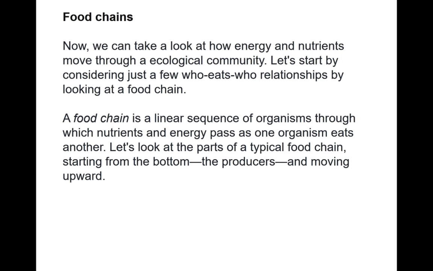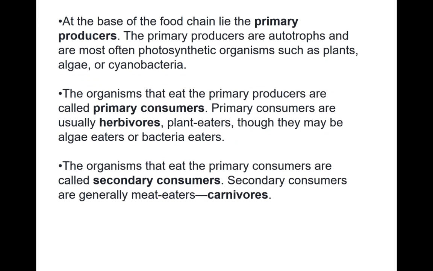Let's look at the parts of a typical food chain, starting from the bottom, the producers, and moving upward. At the base of a food chain lie the primary producers. I'm going to draw a picture here. So at the bottom, we have the producers, and they're the plants. The primary producers are autotrophs and are most often photosynthetic organisms such as plants, algae, or cyanobacteria.